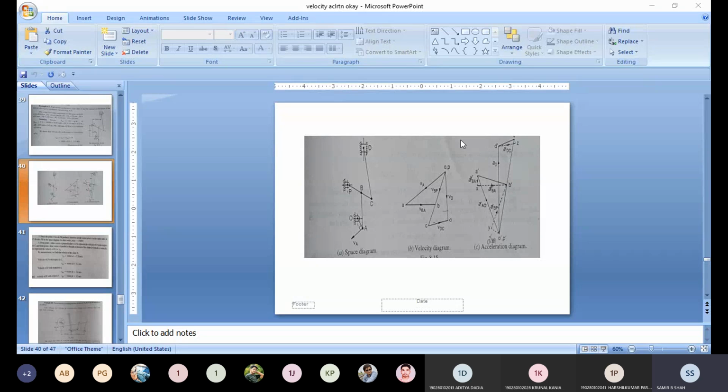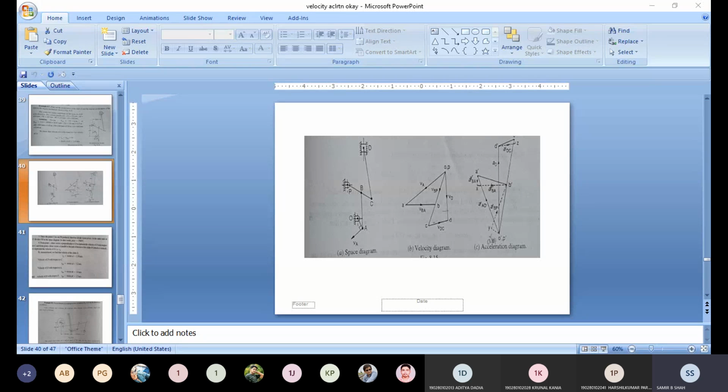Now from point X, draw XB dash perpendicular to the vector A dash x, or we can say perpendicular to AB, to represent the tangential component of the acceleration of B with respect to A, whose magnitude is yet unknown. So we keep it in the same position. We don't know the XB dash length.